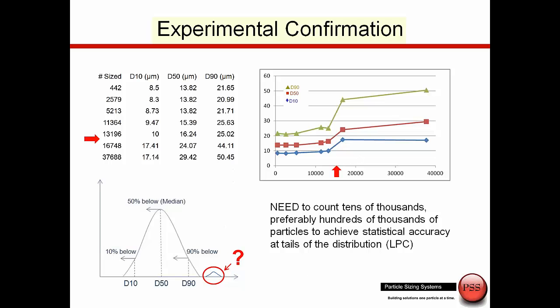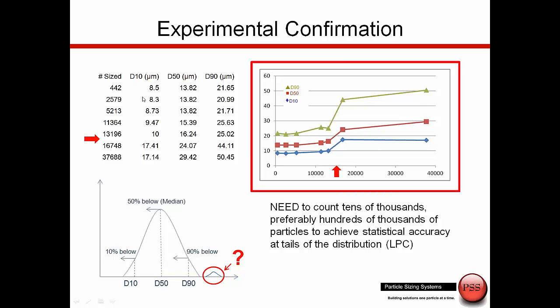Personally, I'm more of an experimentalist than a theorist. So what I did to understand this better is I took a sample, and in this sample what I did is I measured it, measuring just 400 particles, and then I started increasing how many particles I looked at up to about 40,000. What I'm plotting is D10, D50, and D90. So remember, 90% of the particles are below the D90, 50% are below the D50, and 10% of the particles are below the D10. I plot here the D10, the D50, and the D90 versus the number of particles counted.